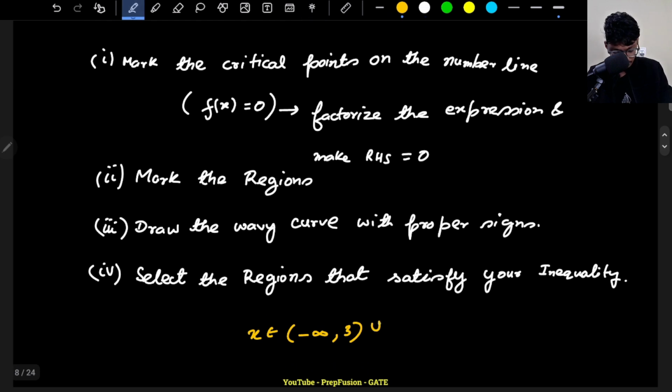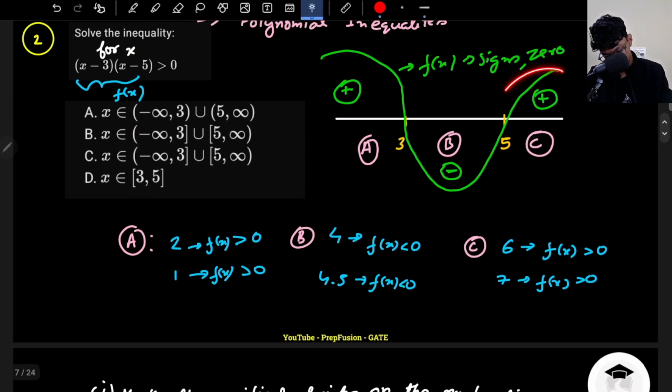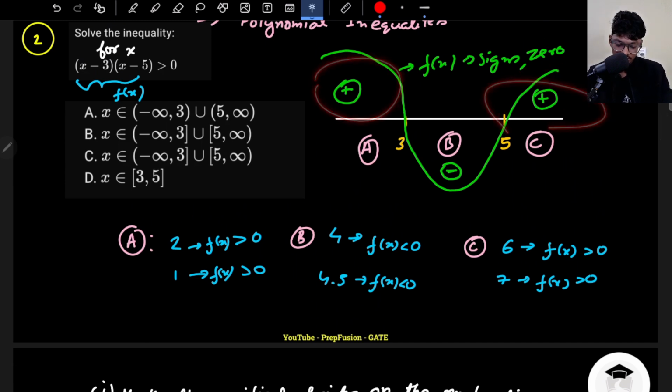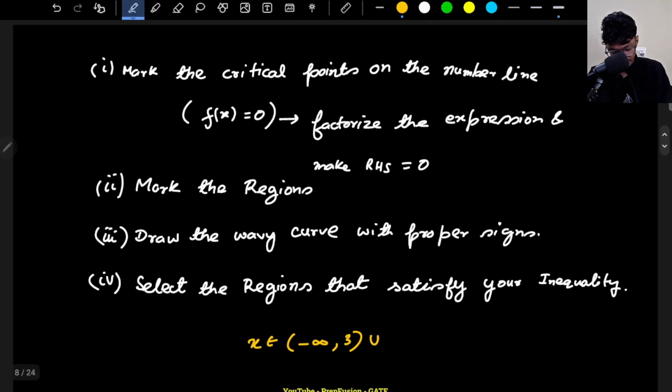And union, why union? Because this region we have to also include. It's not like we have to include only the common region. This region is also possible where my inequality is satisfied, so I can include this. That's why the union sign. It has to be greater than 5, so from 5, not included again because we don't have an equal to sign, to infinity. So these are two valid regions.